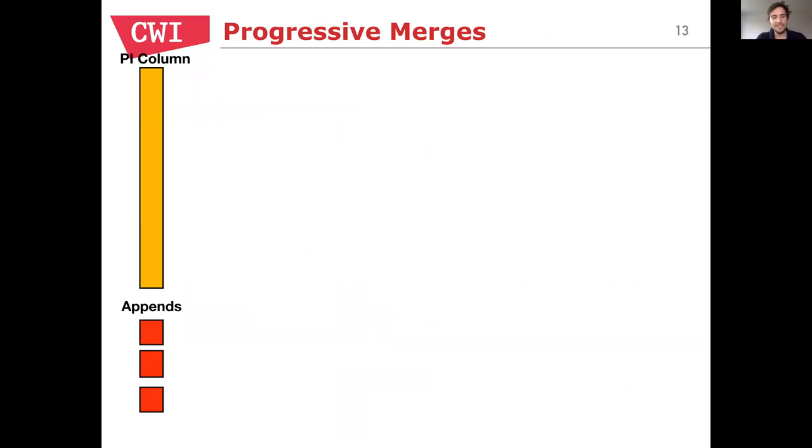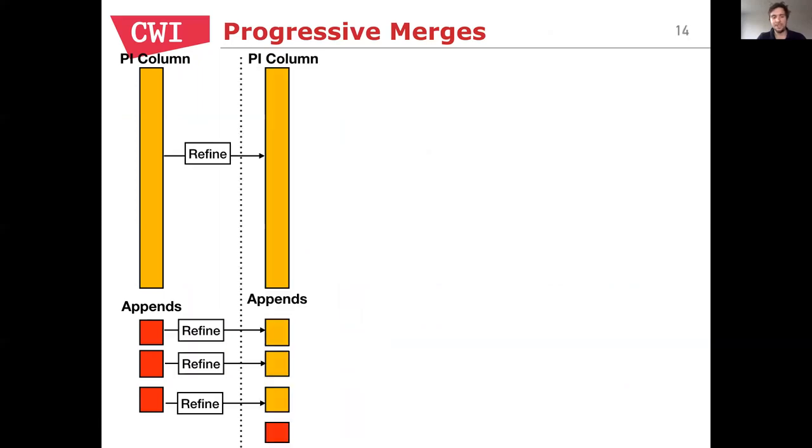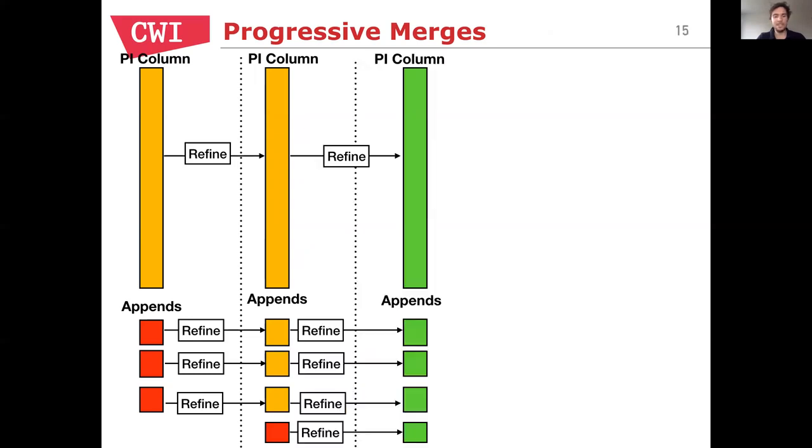Here I give you an example of how progressive merges work at a high level. We start off with a progressive index column in some refined state, and our append batches are completely unrefined. In the following queries, we continue the refinement of our progressive index while also independently refining all three append chunks. And when a new batch of appends is inserted, we create a new unrefined append chunk for it. The more queries are executed, we will end up with a completely sorted progressive index and completely sorted append chunks.